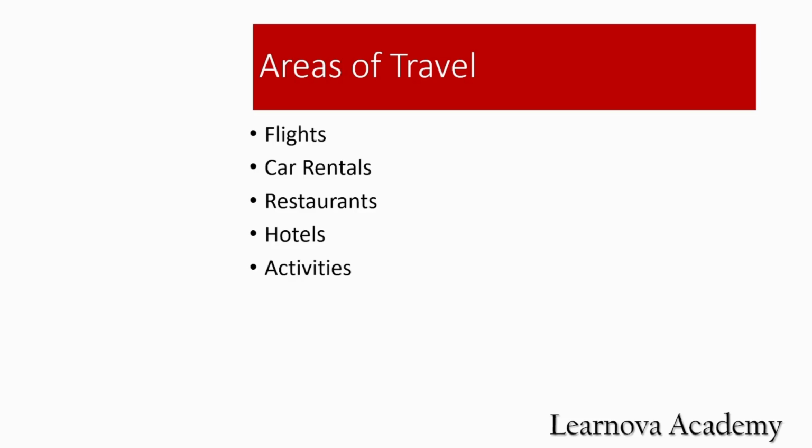So for each trip, you must find out the purpose of travel, the departure address, the destination city, the destination meeting address, the trip type, the departure dates, and the return dates. I think those are the important things, and you should confirm with the client anything that is expected during the trip. So briefly, we will be looking at flights, car rentals, restaurants, hotels, and activities.